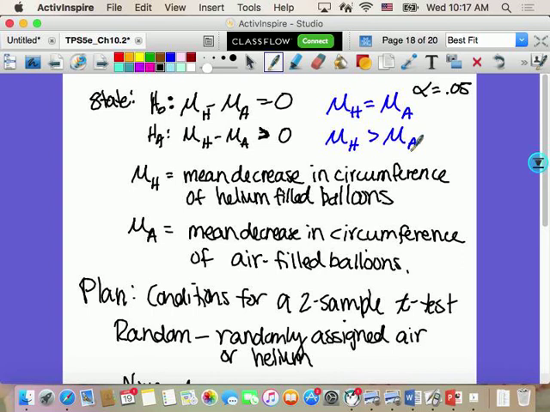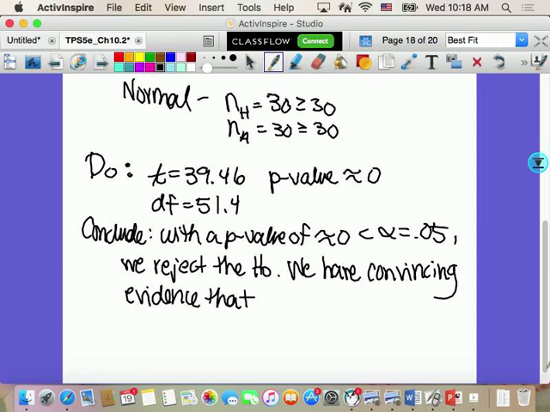You could also write that we have convincing evidence that helium-filled balloons deflate faster than air-filled balloons, because that is what was asked. It says, do these data provide convincing evidence that helium-filled balloons deflate faster than air-filled balloons? So you can include it that way with what it asked, or you can include it with your Ha.